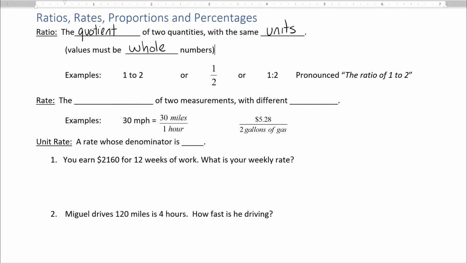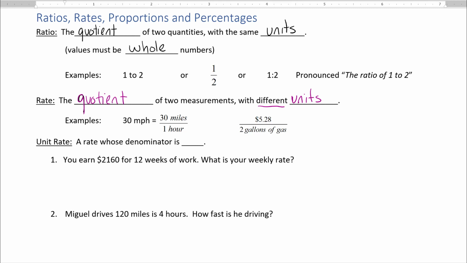So a rate is similar. It's a quotient, again, of two measurements, but this time with different units. For example, 30 miles per hour, written as a rate, would be 30 miles per 1 hour. So that's what 30 miles per hour means. Another rate would be $5.28 per every 2 gallons.